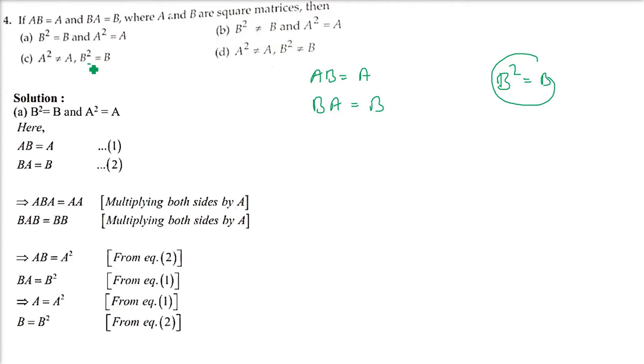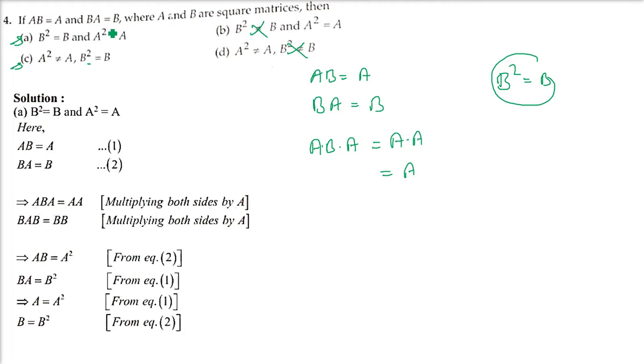That means A and C are the correct option. It can be only A and C. It cannot be B and D, because we have just seen in the previous question B square is actually equal to B. It is not equal to. These options are incorrect.